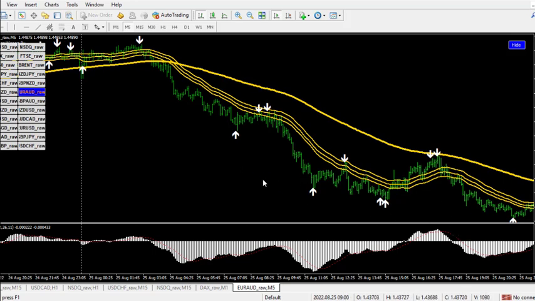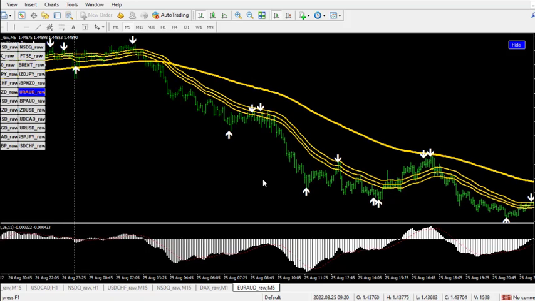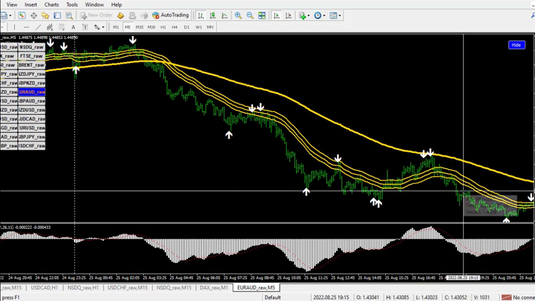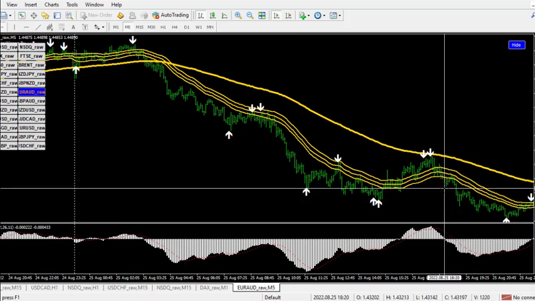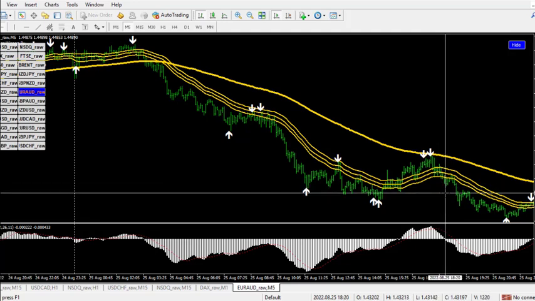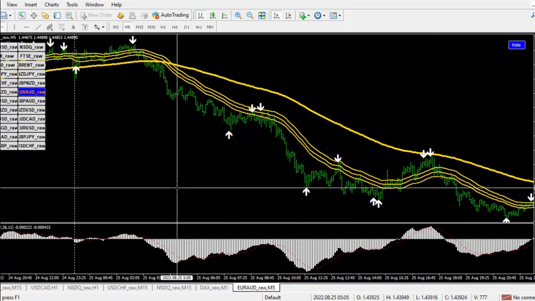So I will tell you why I added MACD to this particular strategy. Number one, I want to use it to enter only retracements. At this point we have a sell here.